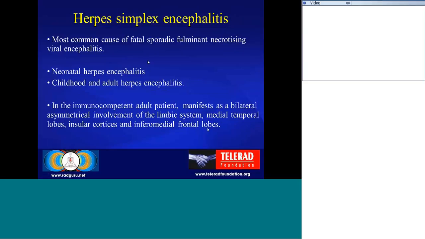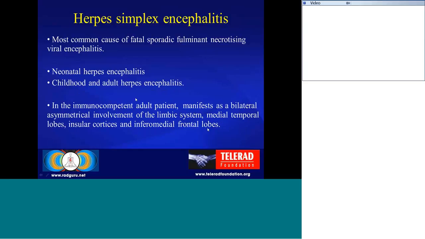Usually it occurs due to reactivation of the virus in the ganglion. When the patient becomes immunocompromised, or has a fever or other morbidity, the virus gets activated and causes the disease. Usually there are two types of herpes simplex encephalitis. One is neonatal herpes encephalitis, which is caused by herpes simplex 2 virus and occurs in the early neonatal period or 1 or 2 months after the baby is delivered.